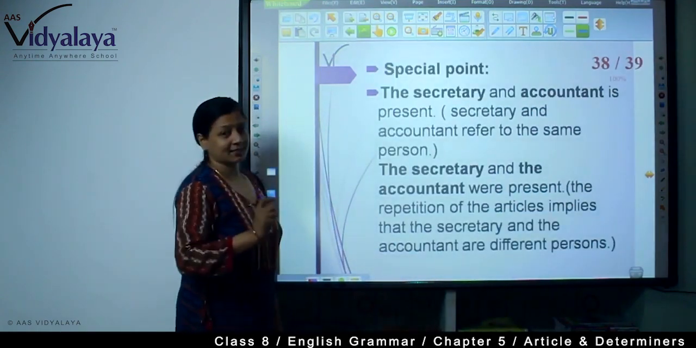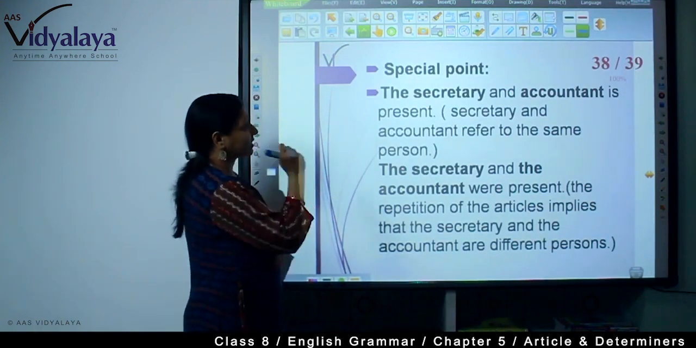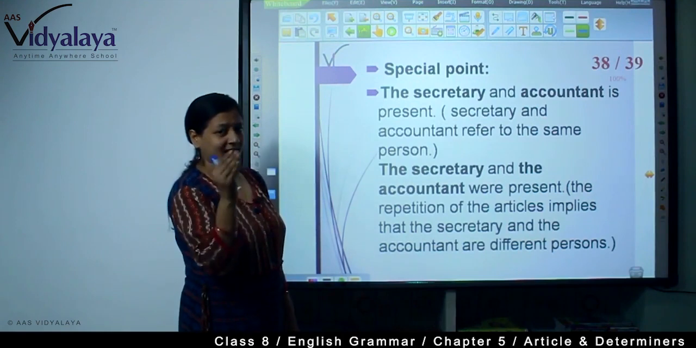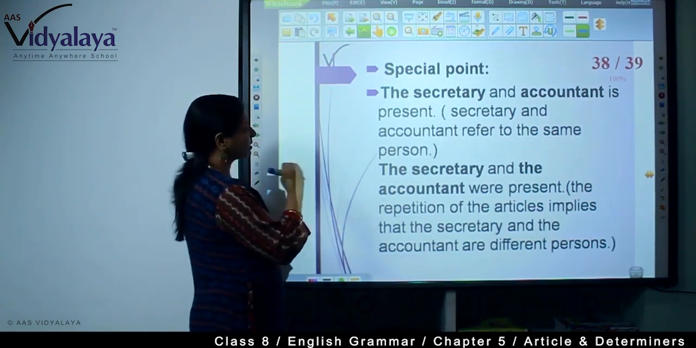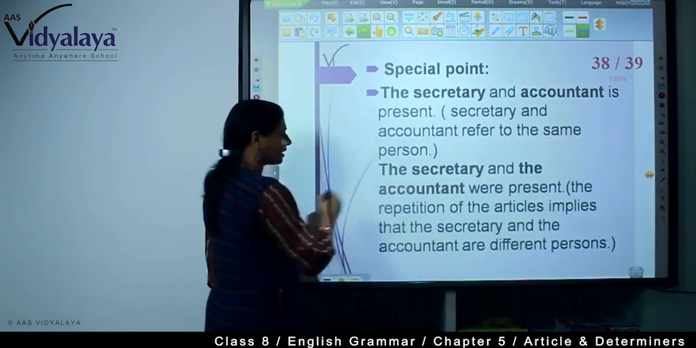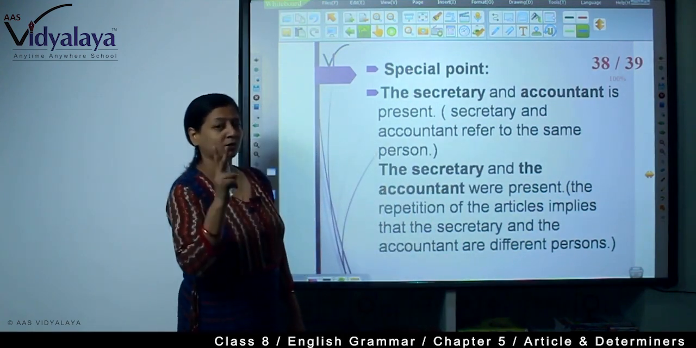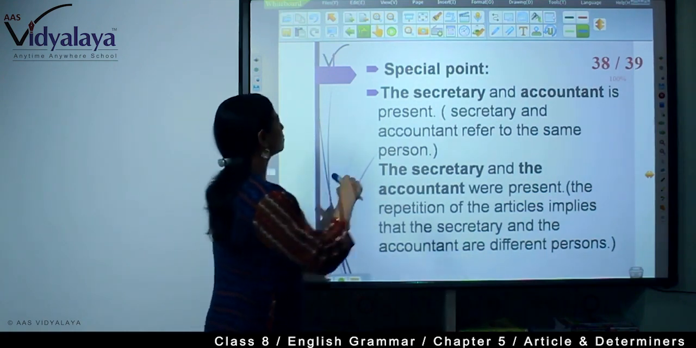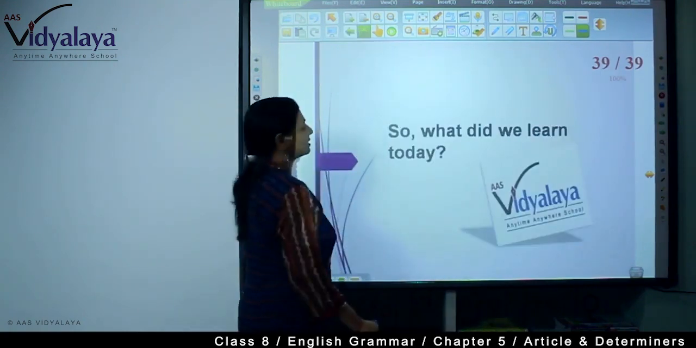Special point, now it's a special one. The secretary and accountant is present. That means the same person who is secretary as well as accountant. So that person is present. But if we write the secretary and the accountant, then we are talking about two different persons. So you will have to be very careful in using such articles.